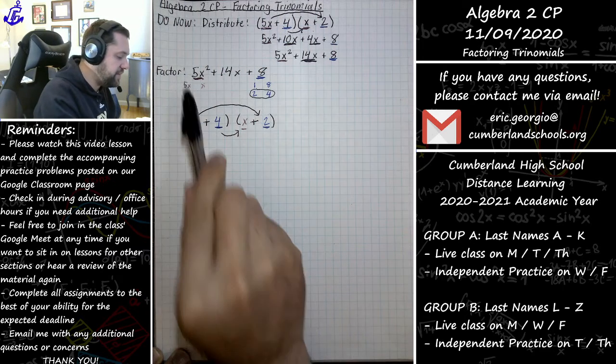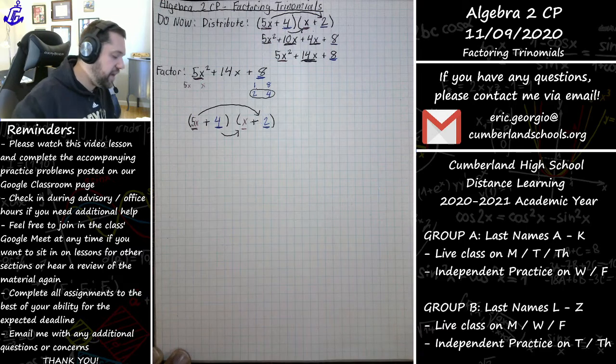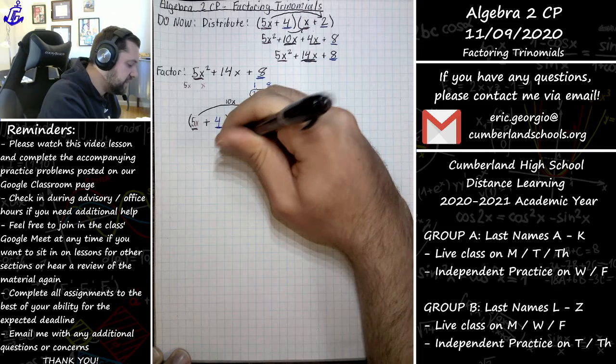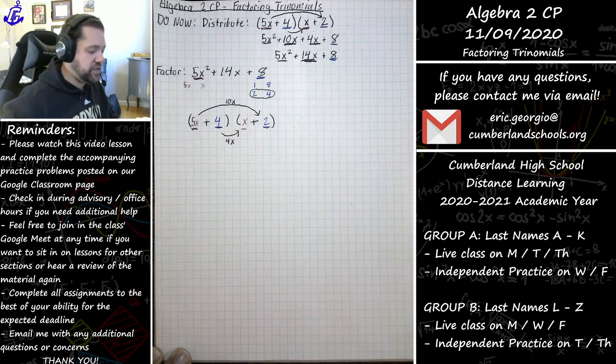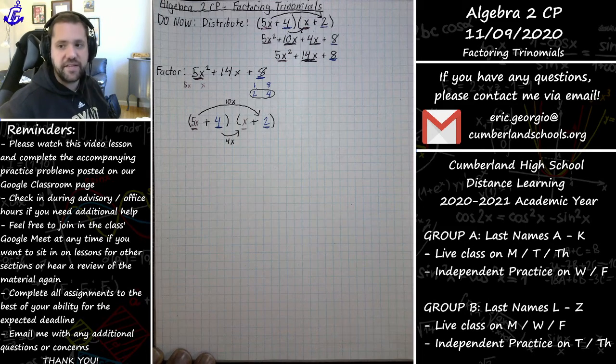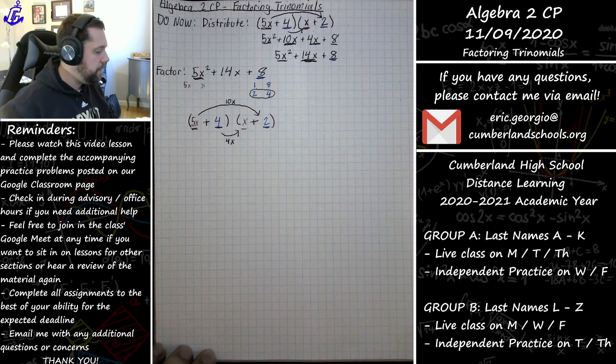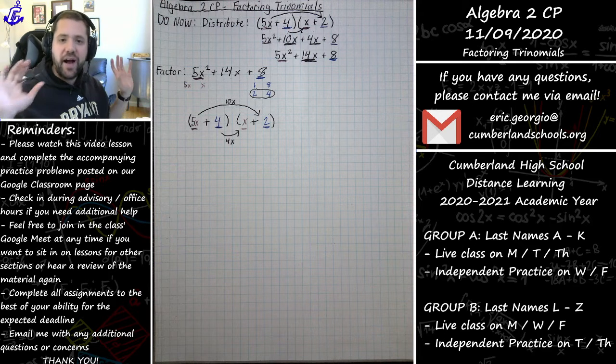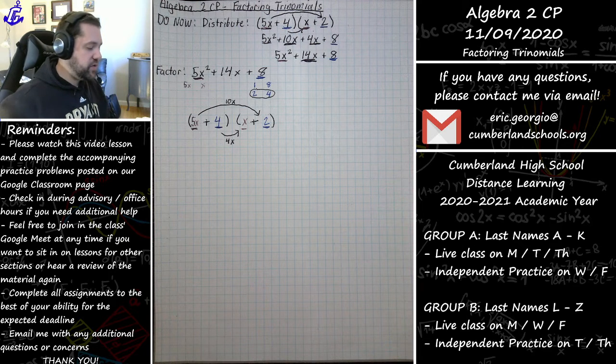We know 5x times x gets 5x squared. We know 4 times 2 gets 8. And this outer multiplication gives us 10x. The inner multiplication gives us 4x. That adds to your 14x. And so that's exactly how you would factor that down. All right? Not bad, right? It takes very little work, I think, if you understand the distribution process.